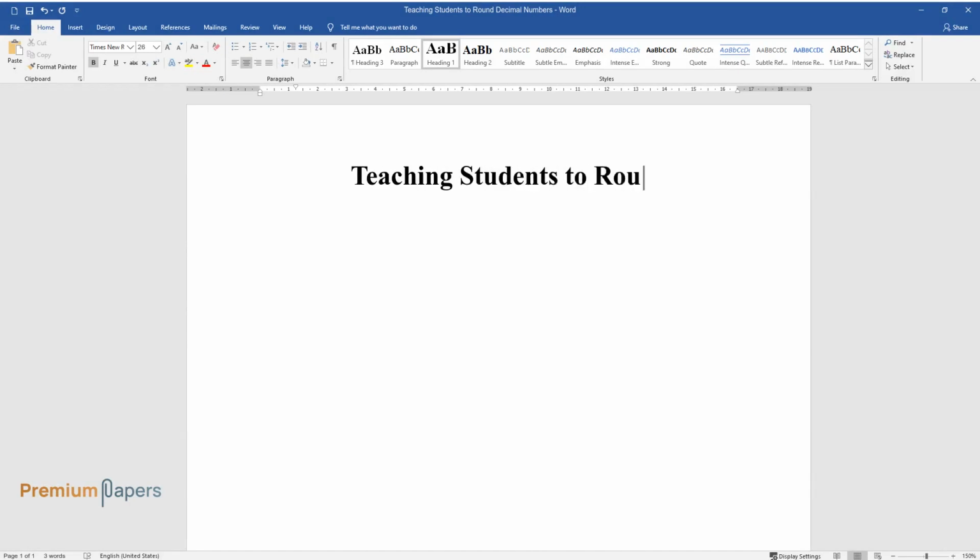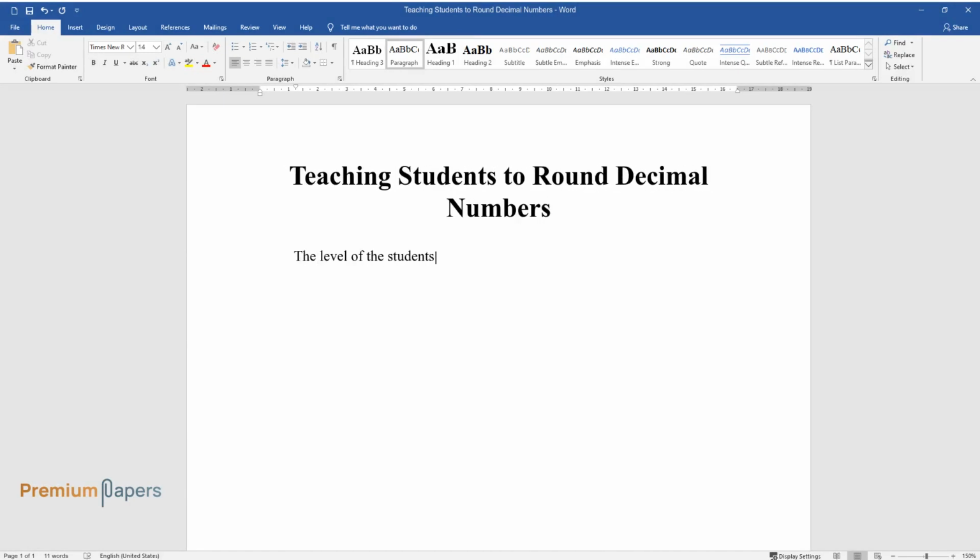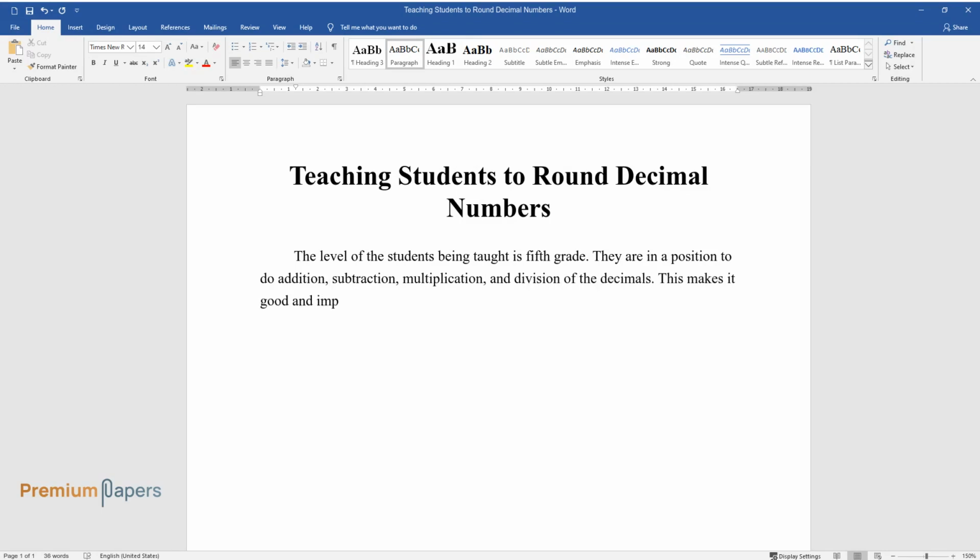Teaching students to round decimal numbers. The level of the students being taught is 5th grade. They are in a position to do addition, subtraction, multiplication, and division of the decimals. This makes it good and important to apply the simple principles in mathematics in the rounding of decimals.